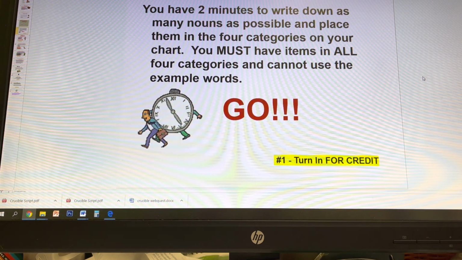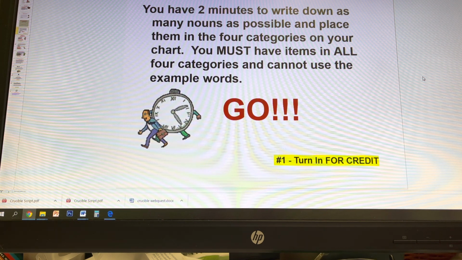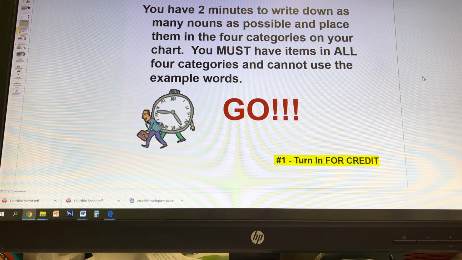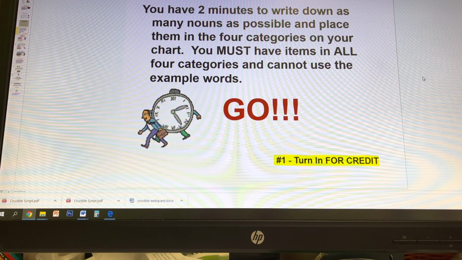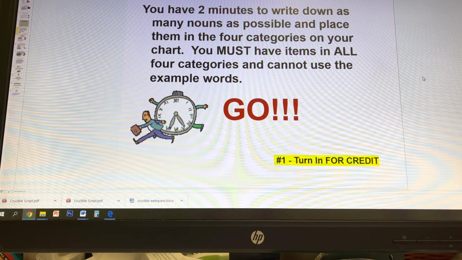Now, time yourself. Take 2 minutes to write down as many nouns as possible in each of the 4 categories. You have to have at least one in every category, and you cannot use the example ones that I did. Ready, set, go. 2 minutes.